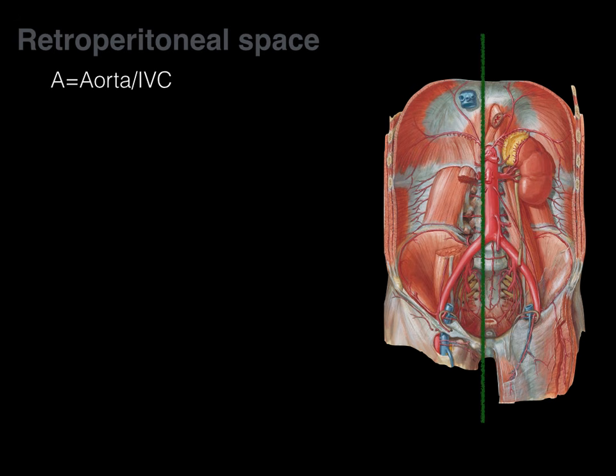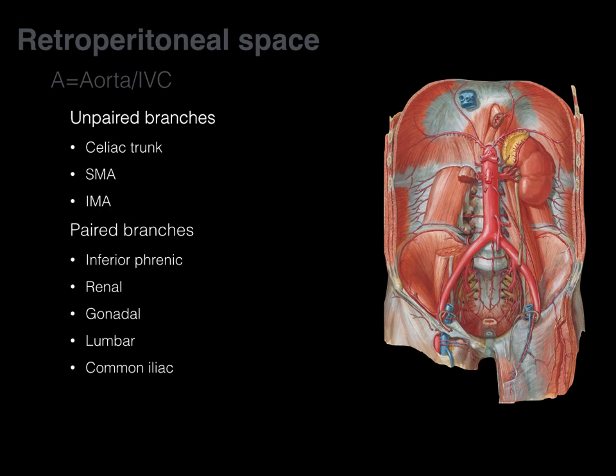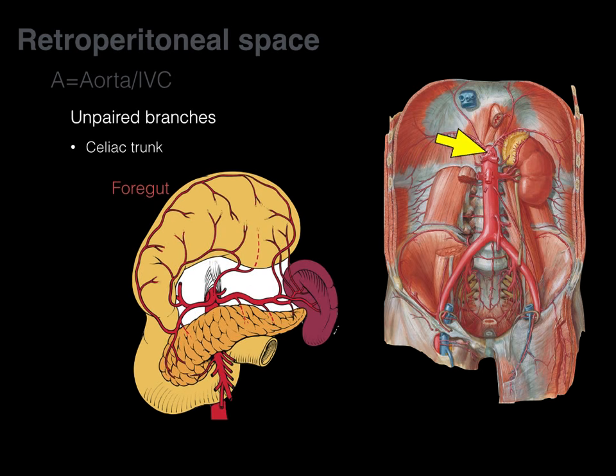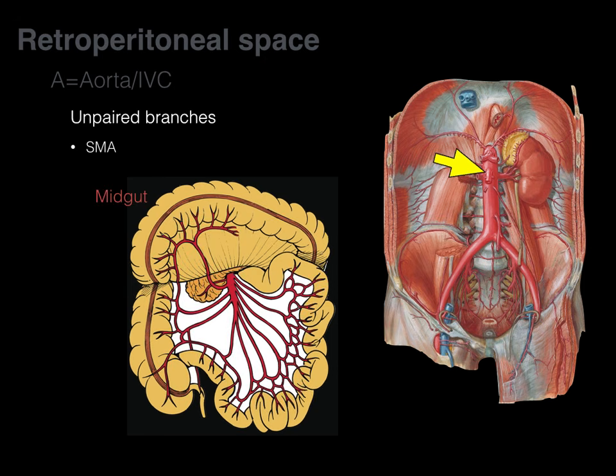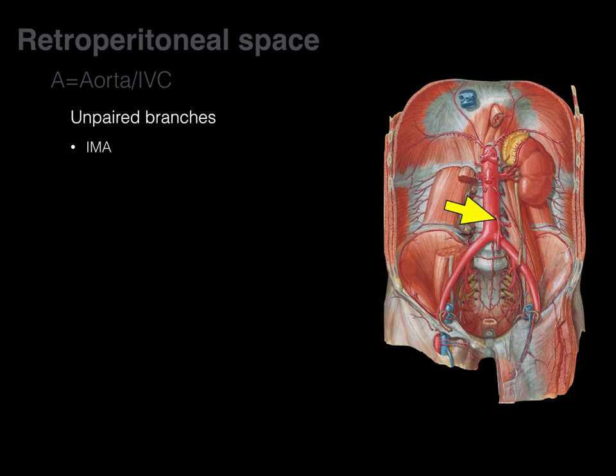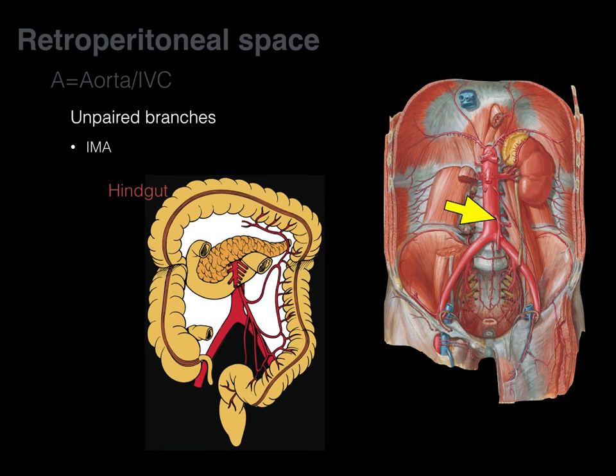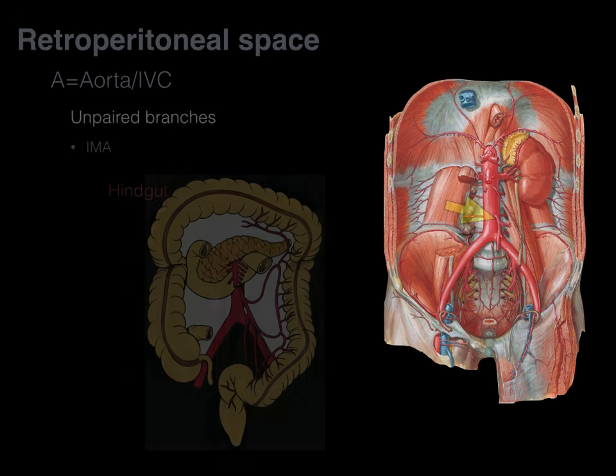In the aorta, we see that green line right down the midline, and we see that the aorta is just to the left of the midline. That's its anatomical topography. The aorta consists of unpaired branches and paired branches. Let's talk about the unpaired branches first. The first is the celiac trunk that we've covered, which supplies all the foregut. The second is the superior mesenteric artery, or SMA, which supplies the midgut organs. And then there's the inferior mesenteric artery, or IMA, which supplies hindgut organs. For more information on each of those, there are tutorials on these three different arteries.